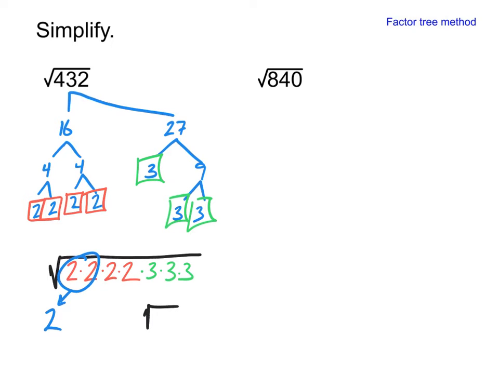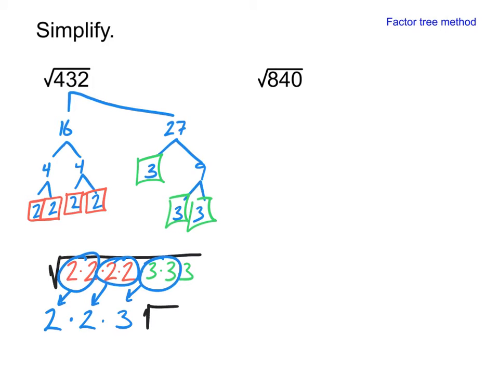So basically then, what I'm looking for is any pairs that are inside the square root. Those can come outside of the square root because I can actually take the square root of them. And so the same thing would happen with the 3's as well, where the square root of 3 times 3 would be 3.